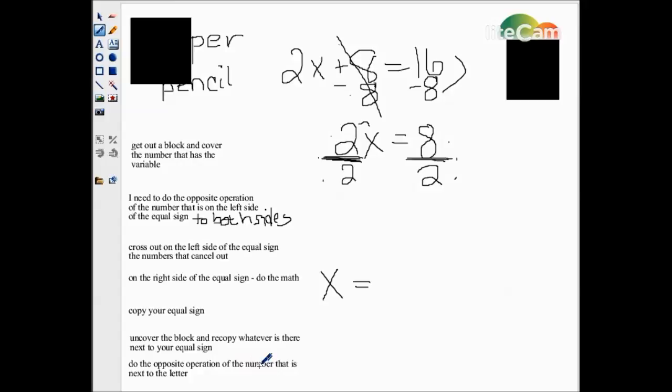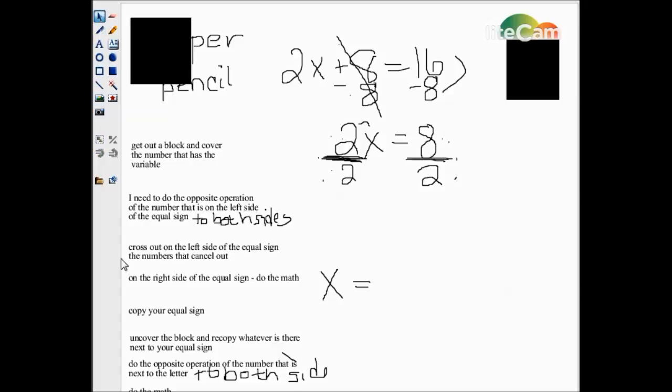Do the opposite operation of the number that is next to the letter. This is the number that's next to the letter. Do the opposite. If it's multiply, you divide. If this was a division problem, I would multiply. So 2 divided by 2, 8 divided by 2. Do it to both sides. I should have put that in there. The last thing we do is we do the math. Last thing, you can copy that right now.